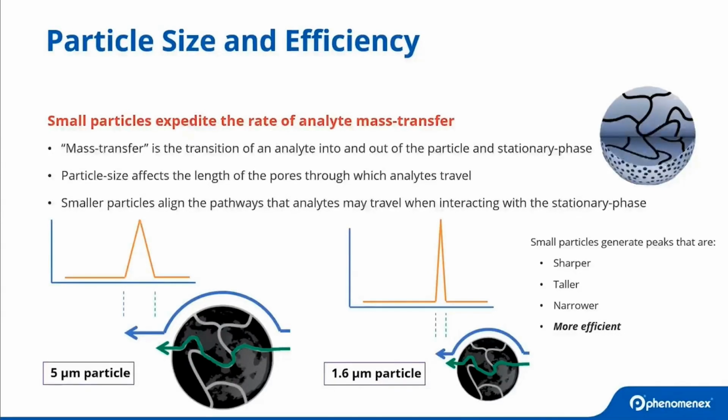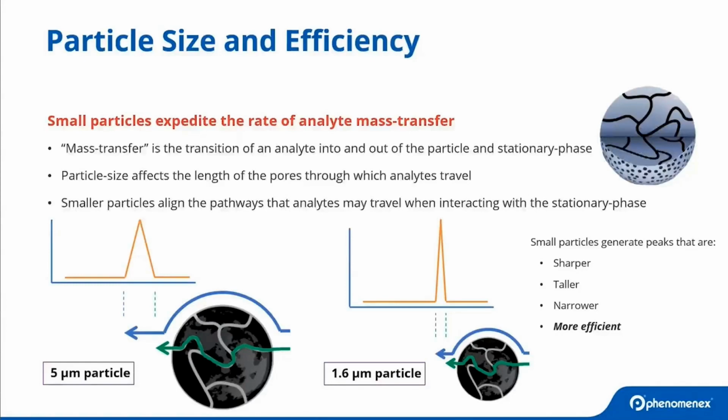Smaller particles, however, are more apt to keep our analyte band tight and compact and consolidated so as to ultimately generate peaks that are sharper, taller, narrower, and more efficient. What we are doing is we are consolidating all of those molecules into a very narrow band such that the peak area then must be manifested as a narrower and taller peak.